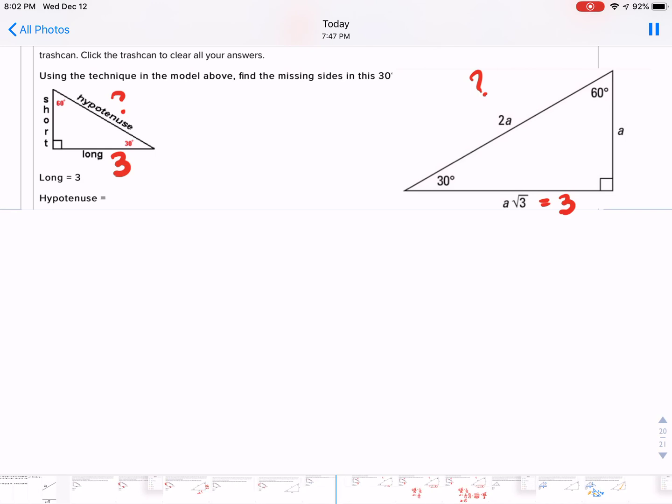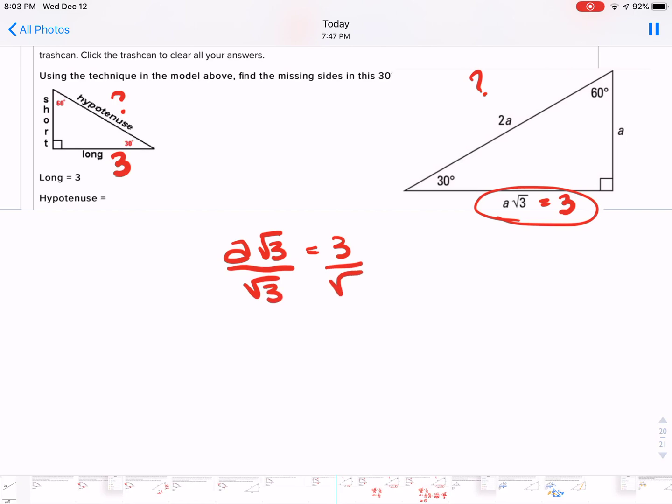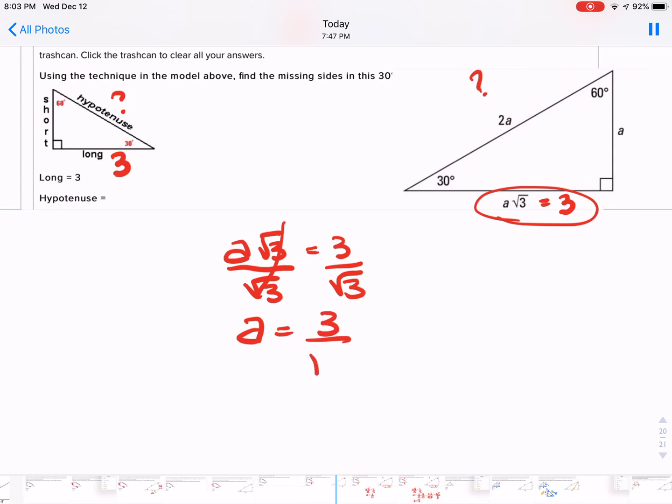Honestly, if I knew what A was, I'd be better off in this whole conversation because then I would know what I was doing with that. Hang on, I'm just trying to find the problem that matches up with this. Okay, so if I know that this part is true, I'm going to solve for A. To get A by itself, I'm going to divide by square root of 3. So those cancel, and I have A equals 3 divided by the square root of 3.